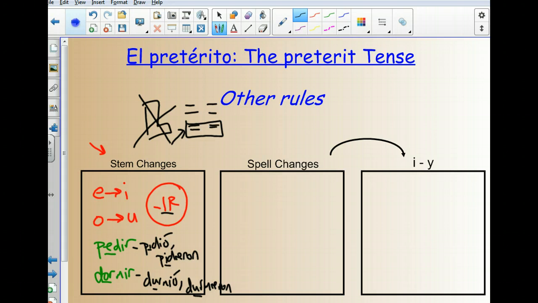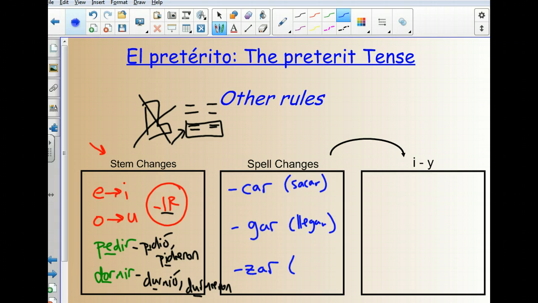Okay? Spelling changes. We do have some spelling changes in the preterite tense, verbs that change their spelling for a very logical reason. And for now, I'm just going to tell you that these verbs are going to be verbs that end in car, verbs that end in gar, and verbs that end in zar. Car, gar, zar verbs. There's actually quite a few of these verbs, so just some examples. The verb sacar, as in to get, like to get good grades. The verb llegar, as in to arrive. And the verb empezar, as in to begin or to start. There are many of these verbs that are going to do this.